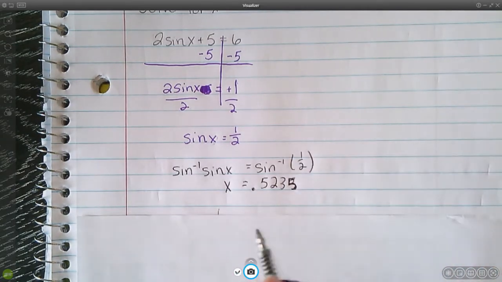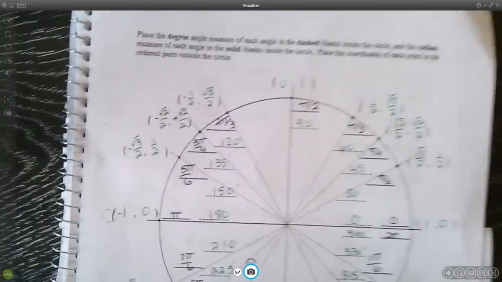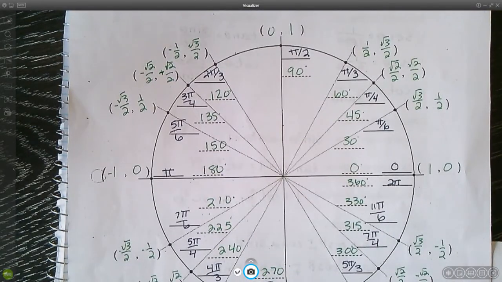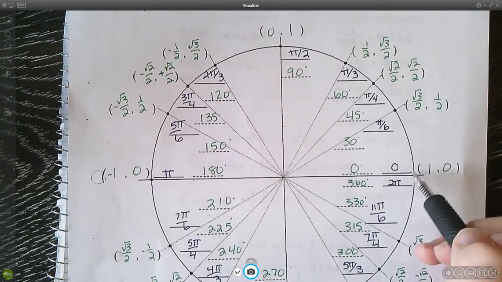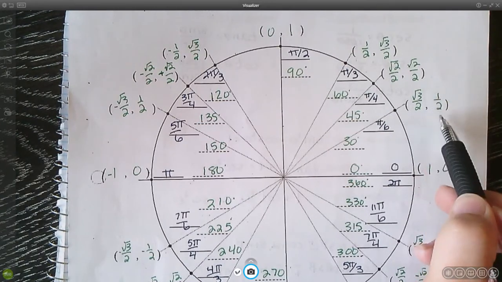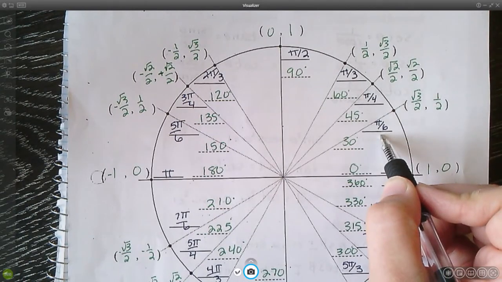Okay, so now if you go back to your unit circle, it looks like this. We were trying to find where the sine of x is 1/2. If you look at your unit circle, remember that sine is talking about your y value. So do you see anywhere on here where your y value is 1/2? Well, if you go to this first coordinate point, here's y, and here's 1/2. So pi over 6 is actually the same as that decimal that we got.